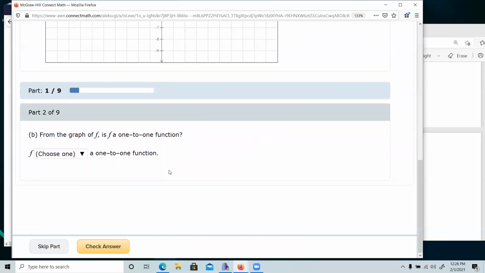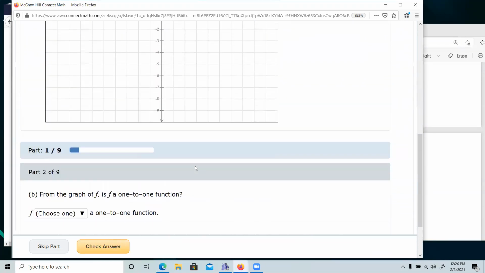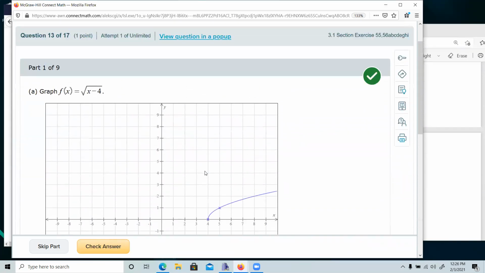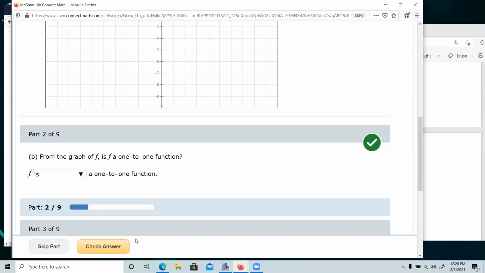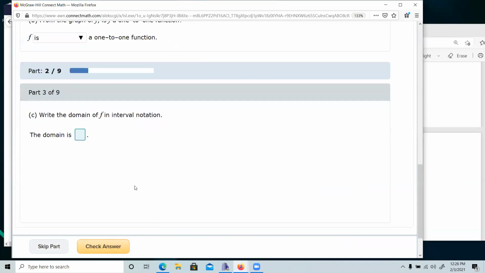Next, is it a one-to-one function? Sure is. I hope I asked this one. This is a good question. F is a one-to-one function.